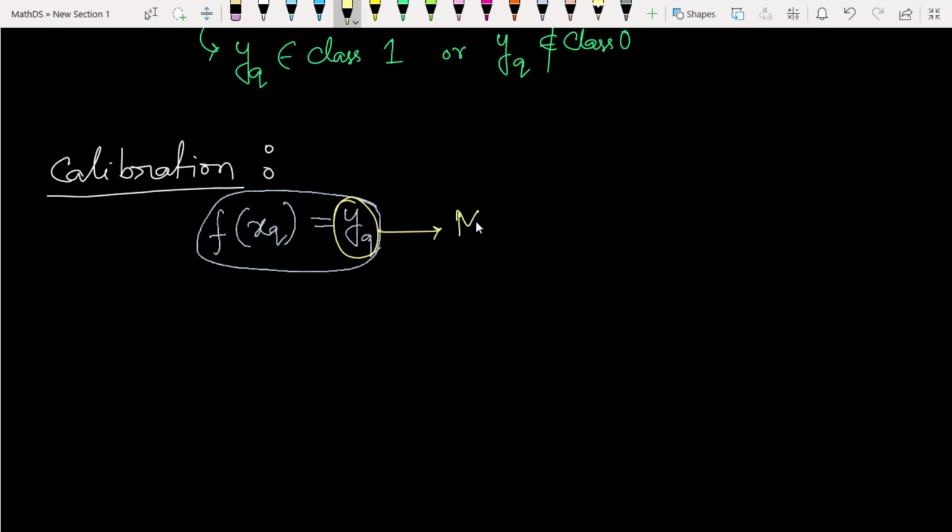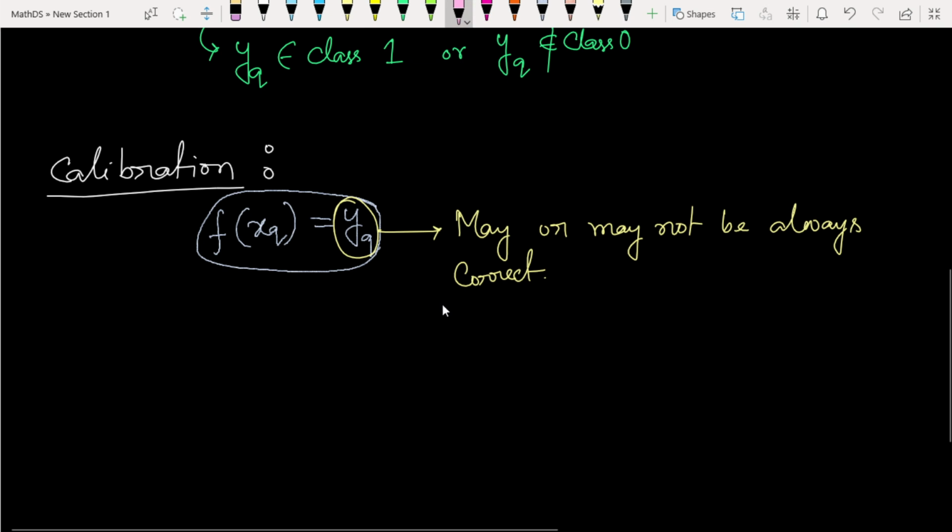This output may or may not be always correct. Since we have predicted these models for all query points, the output of all query points may or may not be always correct. So in such a scenario, since it may not be correct always, it will be better if we use the probability concept here.